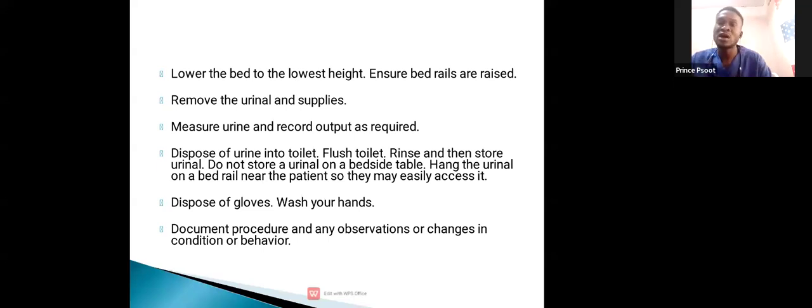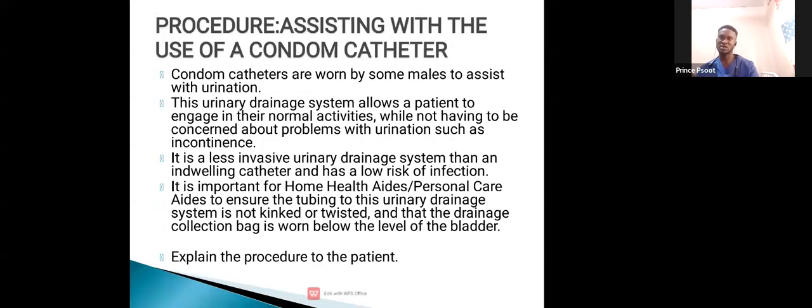Do not store a urinal on a bedside table. Hang the urinal on a bed rail near the patient so they can easily have access to it. Then you dispose of the gloves, then you wash your hands and dry your hands. Then you document the procedure on completion and any observation or changes in the patient's condition or behavior.